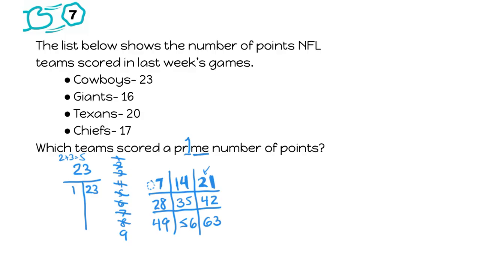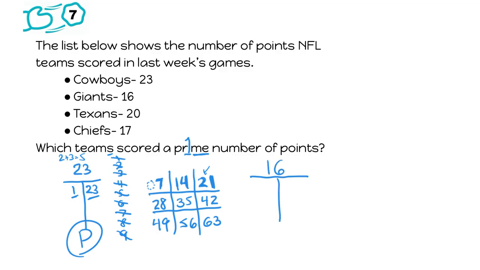So 7's a no. 9's will always add up to a 9. And again, when we added 2 plus 3, we got 5, so 9's a no. Looks like 23 might be one of our prime numbers. It only has 1 and itself, 1 and me. So that's one of them. But this says which teams, so that tells me there's probably more than one. So I'm going to check the other 2 numbers.